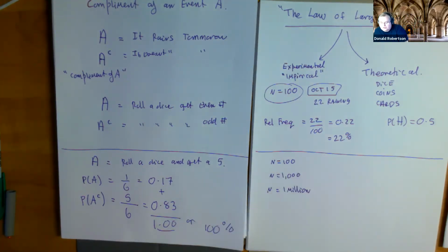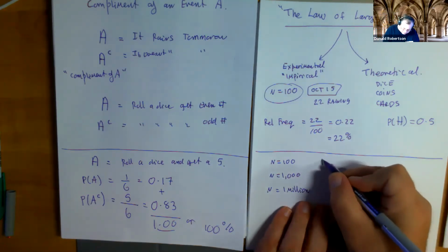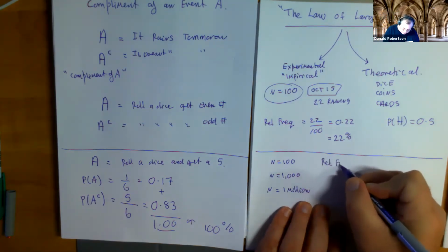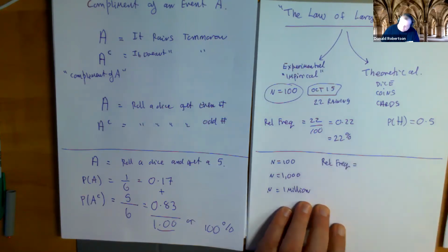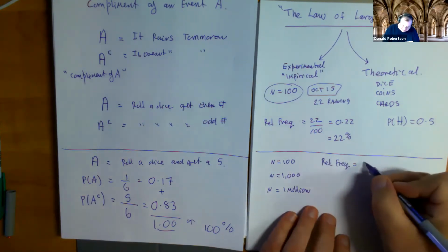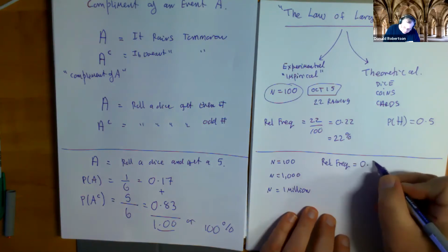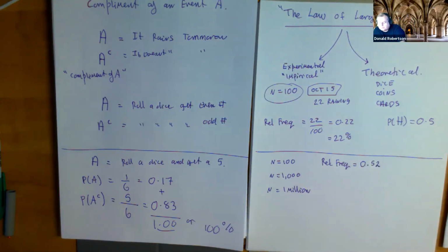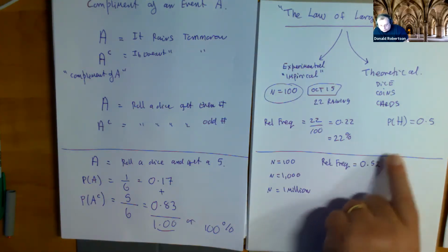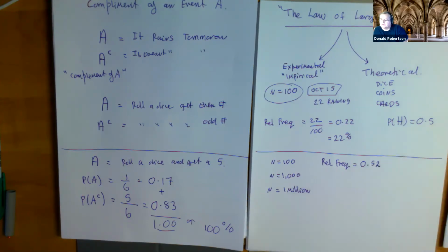I get someone to throw a coin 100 times, and we get them to find out what the relative frequency for the heads was. And the answer they got was 0.52, which in other words, 52 times it was heads. Now, that is not a contradiction of this.